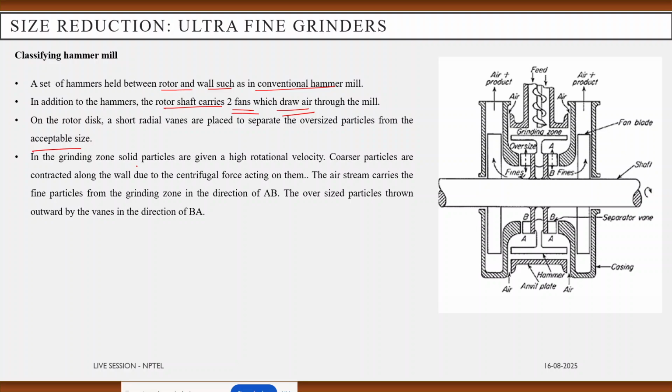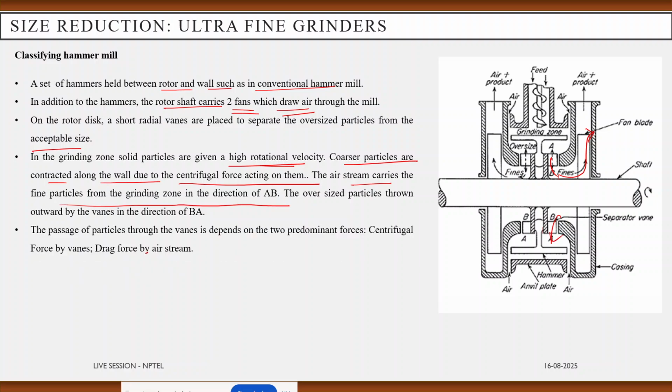So in the grinding zone, solid particles are given a high rotational velocity. Thus, the coarser particles are concentrated along the wall due to the centrifugal force acting on them. The air stream carries the fine particles from the grinding zone in the direction of AB. So there are separate vanes and the fines are collected from here. The oversized particles will be thrown down in the downward direction of BA.